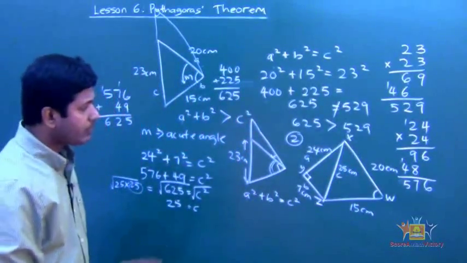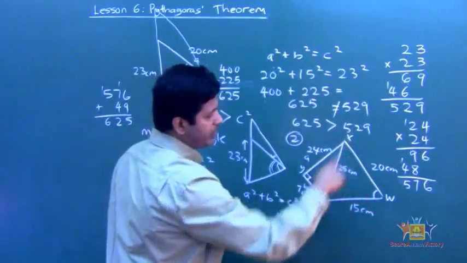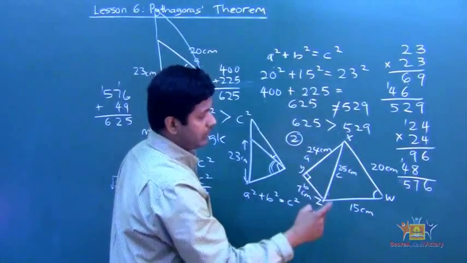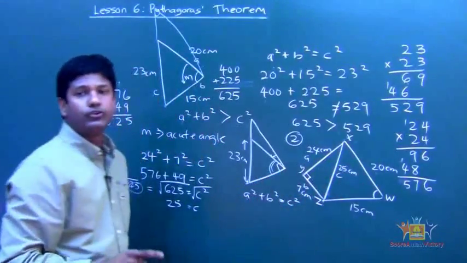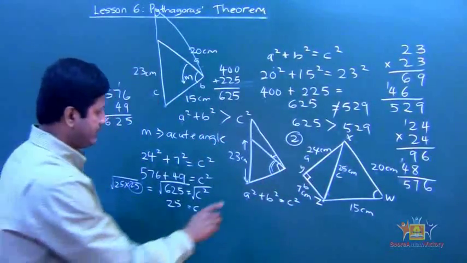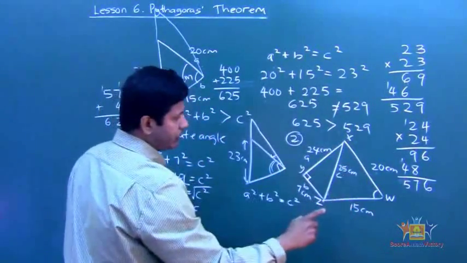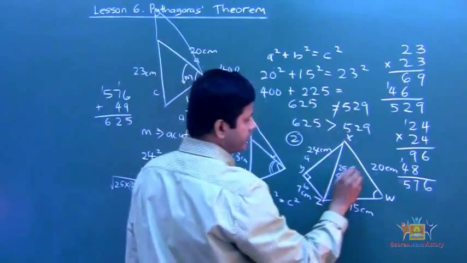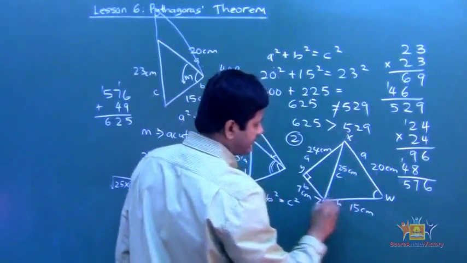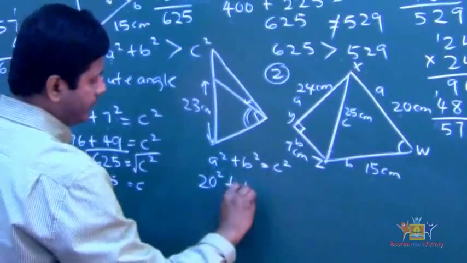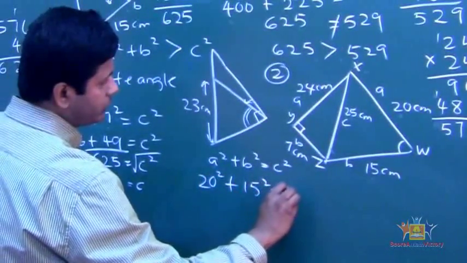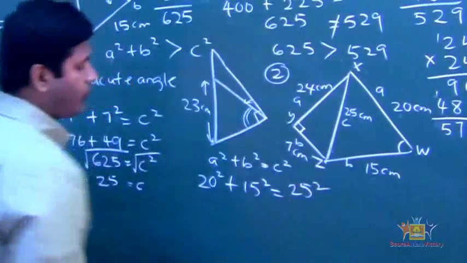Alright, in order for this triangle to be a right angle triangle, this squared plus this squared should equal 25 squared. Okay, let's substitute. We know this is c, let's say this is a and this is b. So we can take 20 squared plus 15 squared should equal 25 squared.